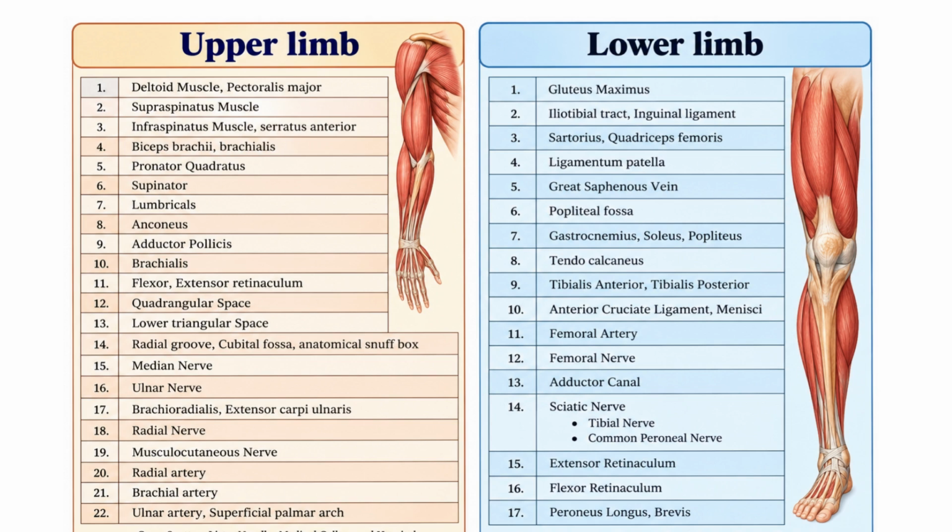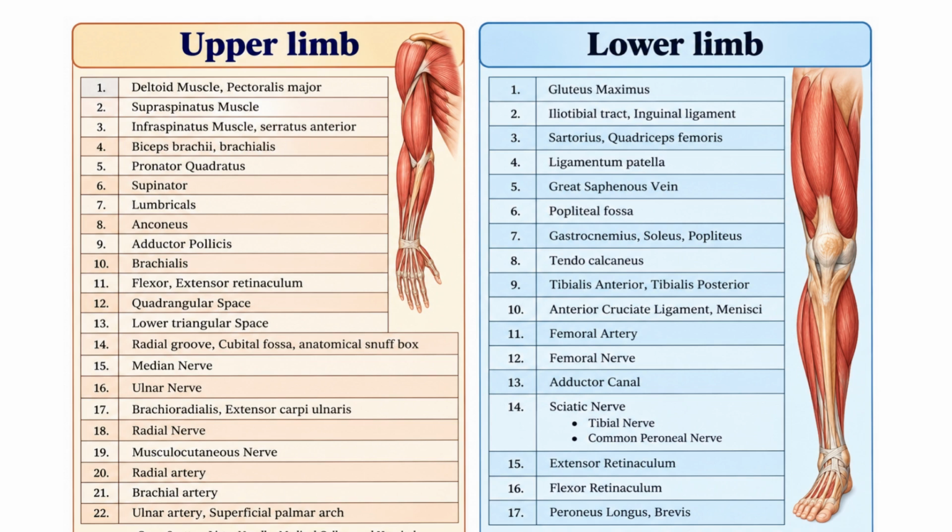Coming to sartorius, it is the longest muscle. It is also called the tailor's muscle, which crosses both hip and knee joint. And quadriceps femoris, you have four muscles: rectus femoris, vastus medialis, vastus intermedius, and vastus lateralis. Ligamentum patellae is a continuation of quadriceps tendon below the patella to tibial tuberosity.